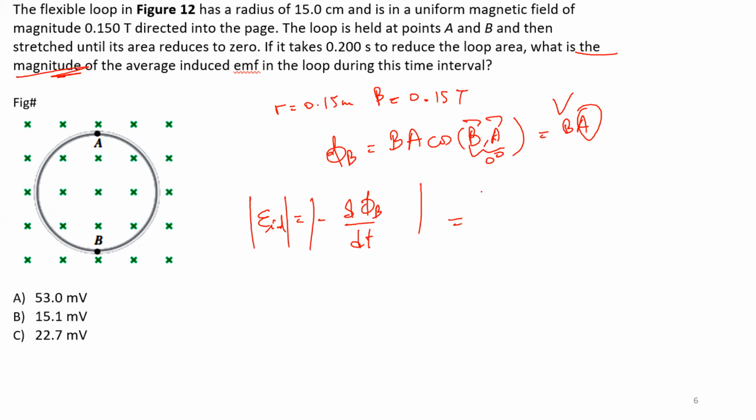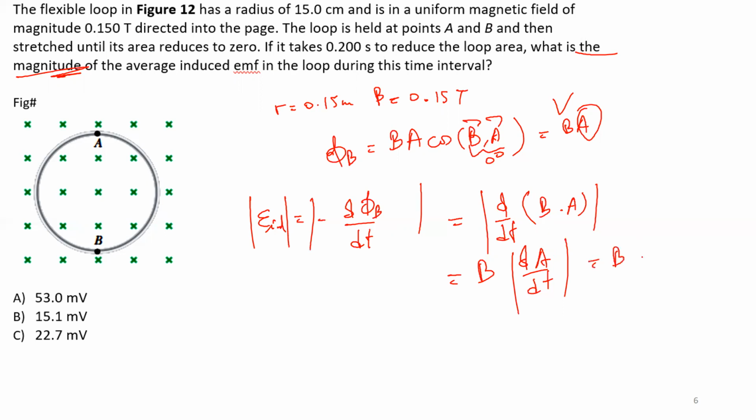So I have the absolute value of d over dt of B dA. Of course, B is constant, so I take it out and I'll have B times the derivative of A with respect to time. And that I gave to you already. So this is B, absolute value, of A final minus A initial divided by delta T.